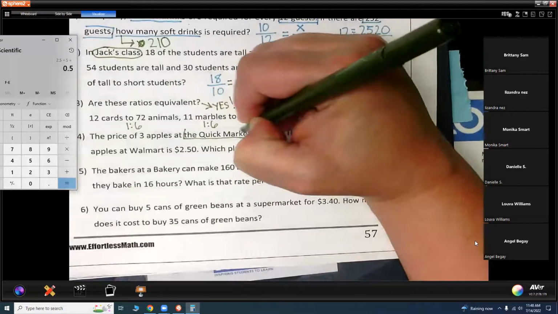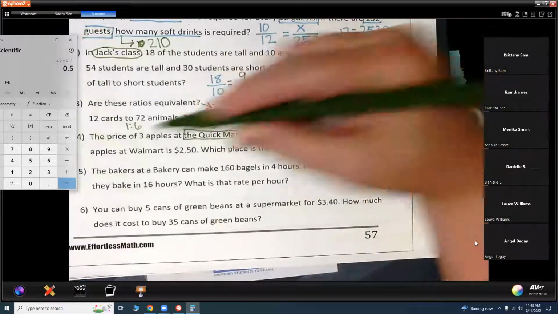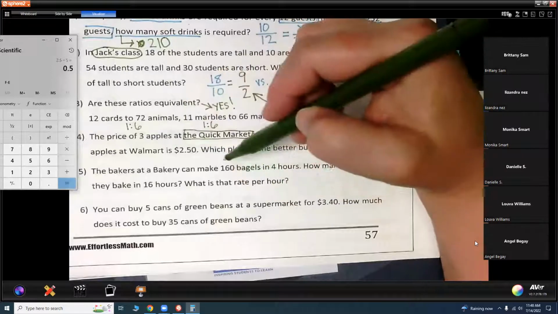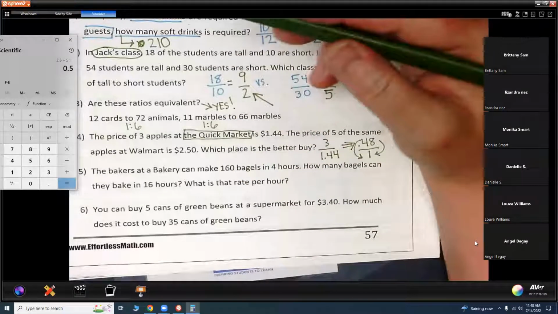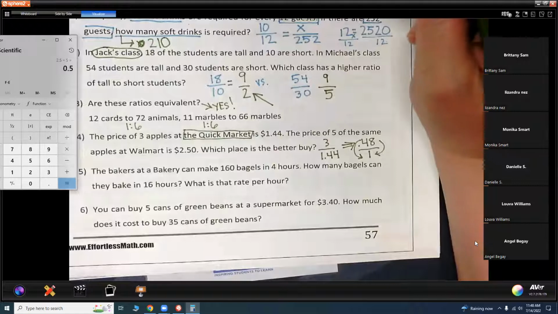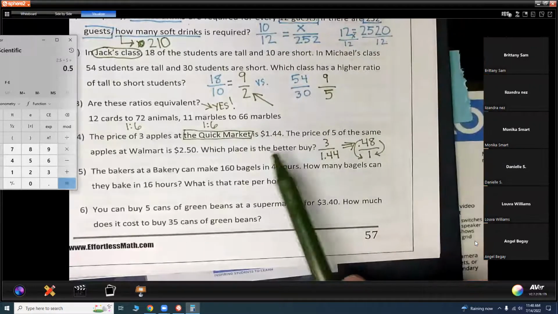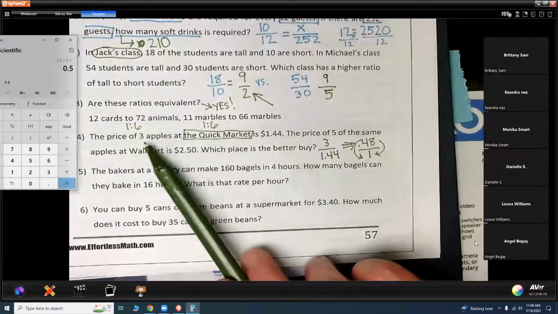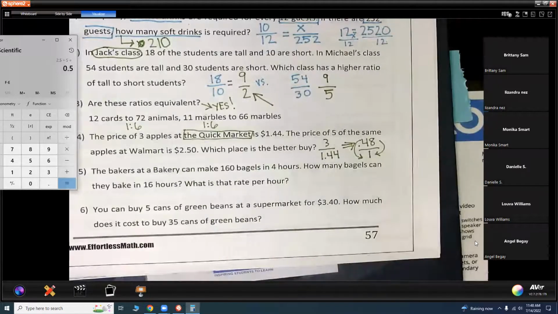Right, so yeah, that's where you just find that. What is the price of one apple in each place, and then which one is cheaper? Does that make sense? So just multiply or divide your big number by your small number, and that gives you your price per apple. Mateo, you hanging in there okay? Cool.